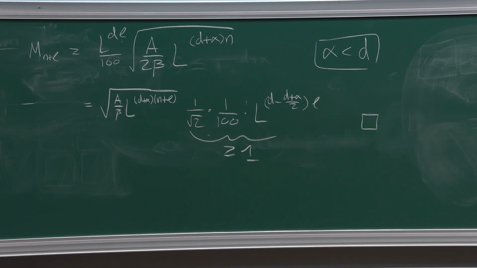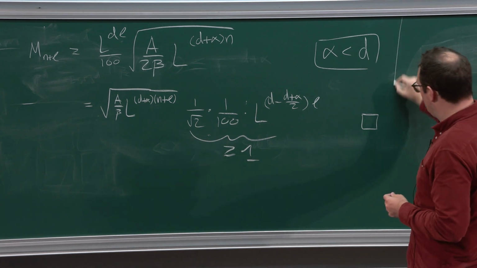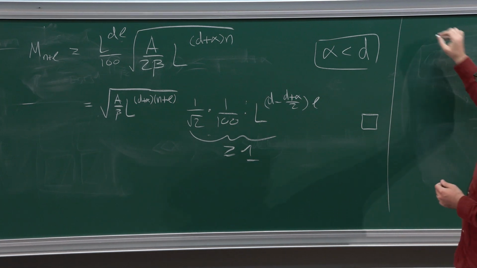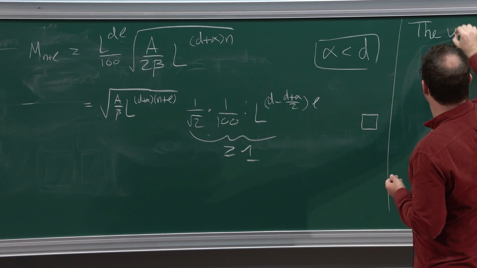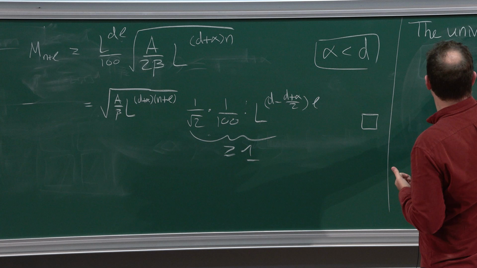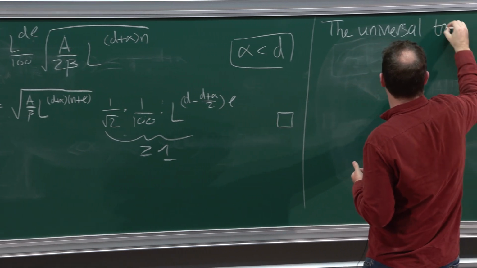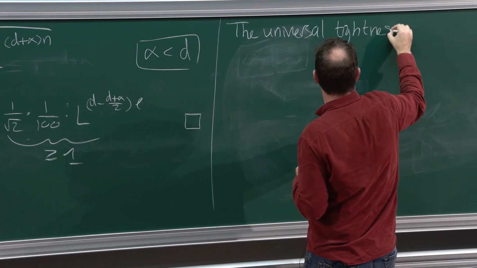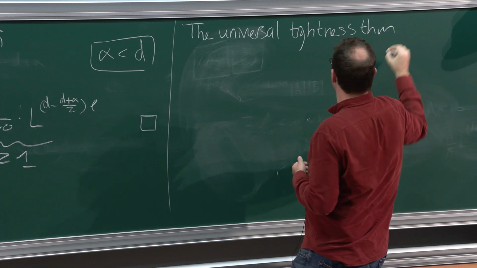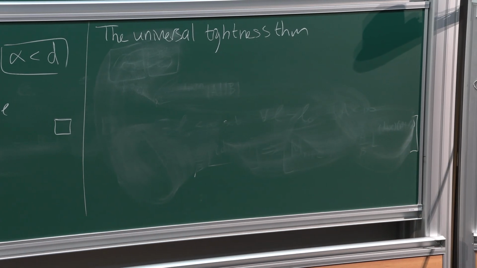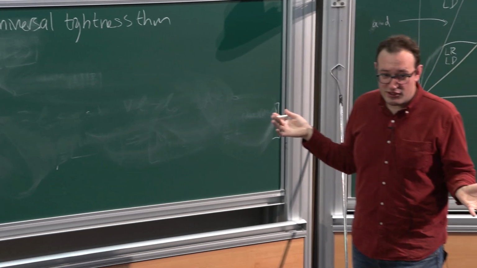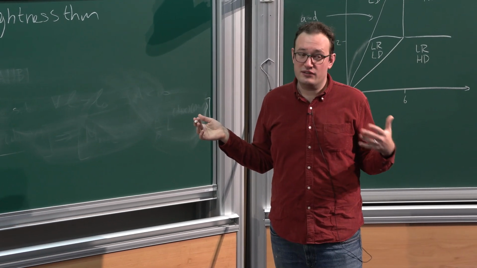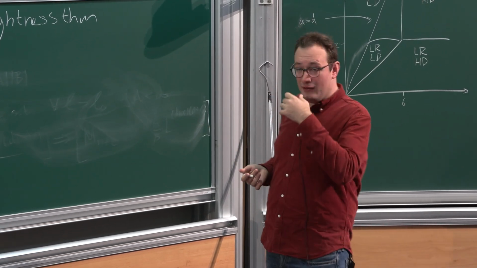Okay. So that's the proof of this bound on this proposition. So the next thing I want to talk about is what I call the universal tightness theorem. And it's a kind of a correlation inequality for percolation. It's actually just a consequence of the BK inequality.